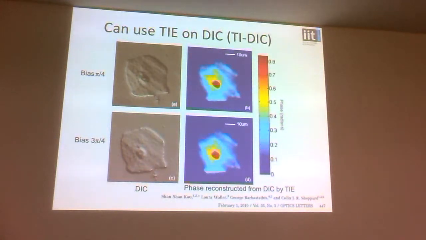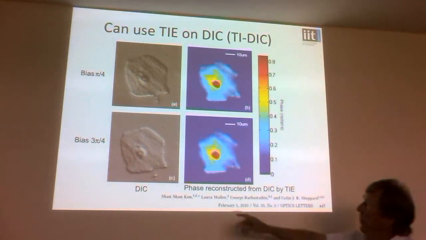This was a funny thing that we discovered that I was very surprised by, that we discovered by accident. So Shan, my student, was working on a microscope which had DIC on it. And one day, she, almost by accident, did TIE, transport of intensity equation, on those Nomarski DIC images. And she found it worked still. And we were very surprised, first of all.